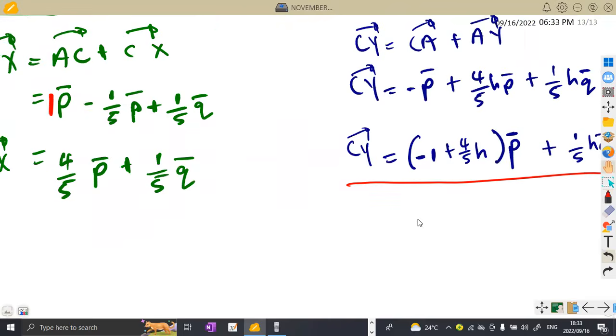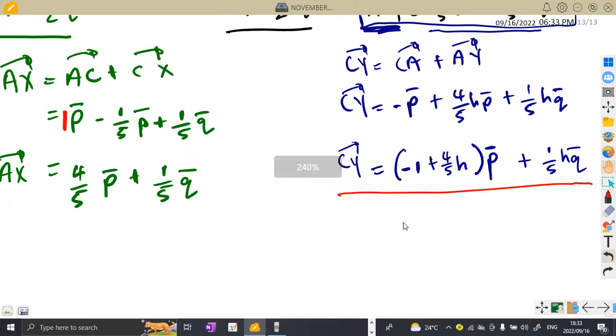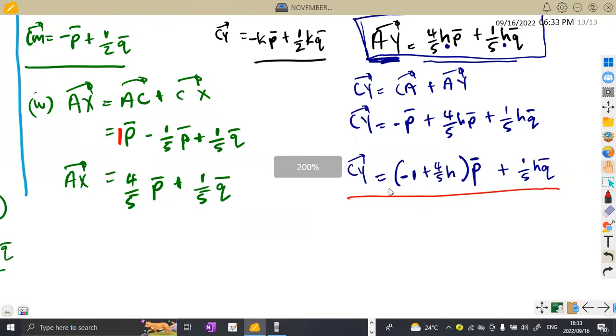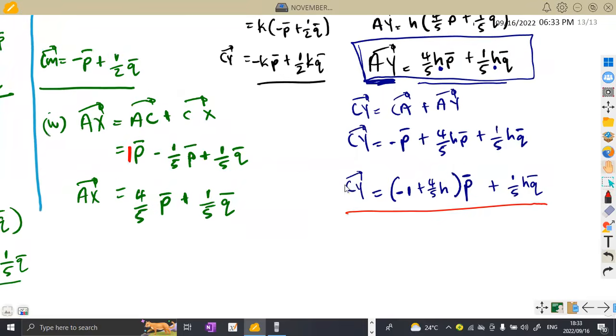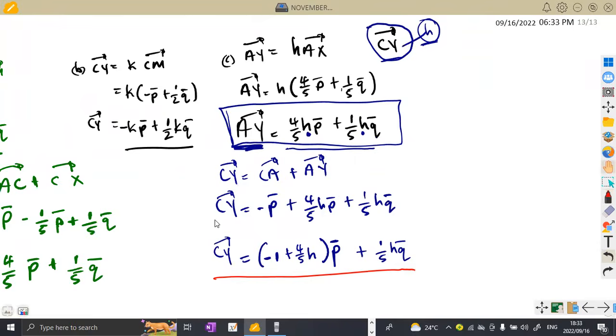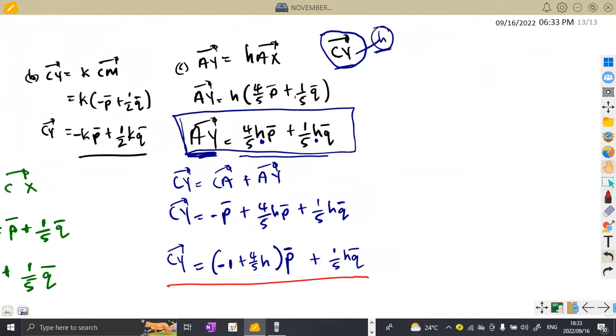Okay, that part we'll see it later on. So remember, guys, what I told you: to find the values of H and K, you have to find the two vectors which are the same. So here our B, this is your B here. This is what you calculated from B. We got CY. So we are going to say these two are the same.